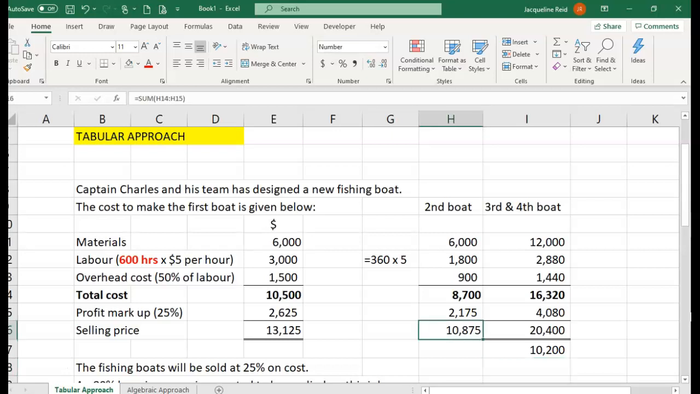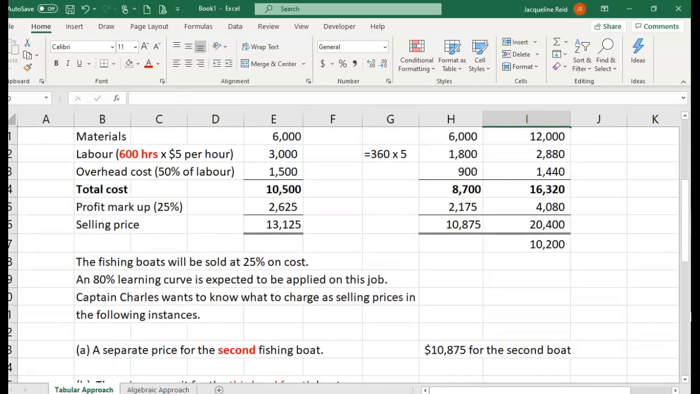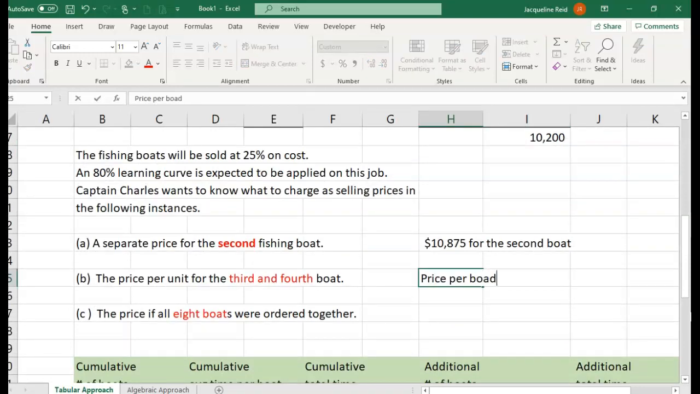And notice it has dropped even further. 10,875 for this boat. But if you buy the third and fourth boats together, you get them at a cheaper price. Because again, the construction crew are getting more efficient. So the price per boat is 10,200.